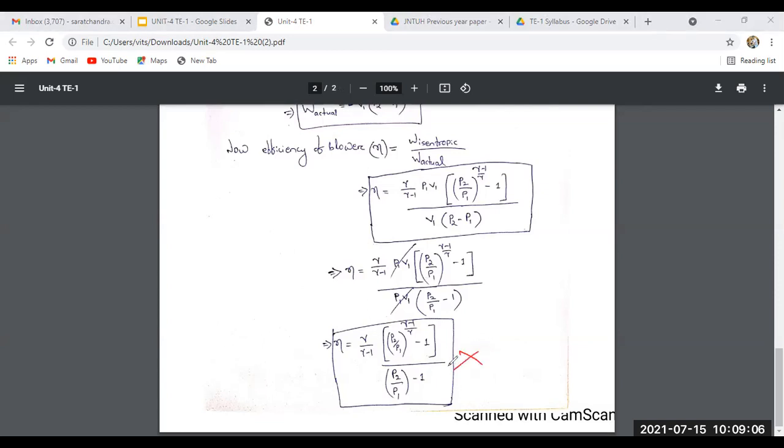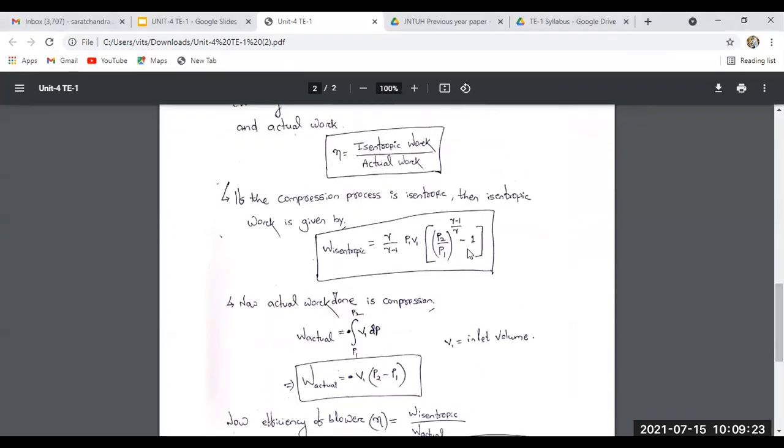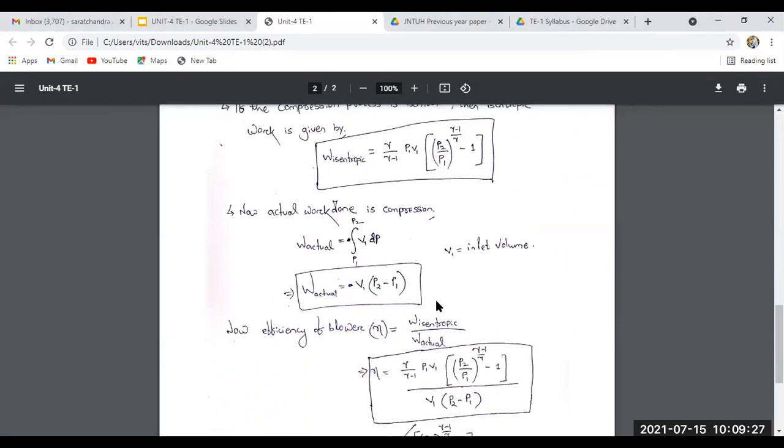You do not need to remember this formula. It is required just for the derivation. If the question paper asks you to derive an expression for the efficiency of a root blower compressor, then you have to do the derivation in this manner, which is very simple. But while solving problems on the root blower compressor, first you calculate the isentropic work, then you calculate the actual work, then you take the ratio between isentropic work and actual work, and you will get the answer.